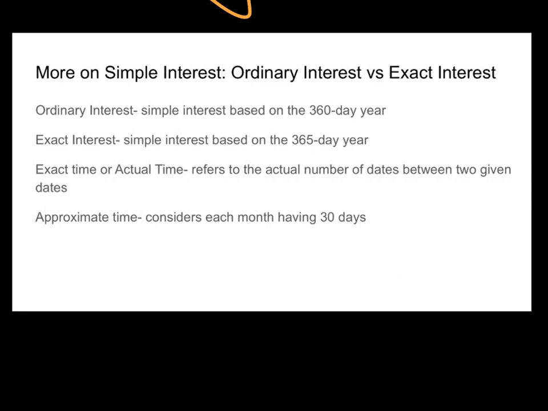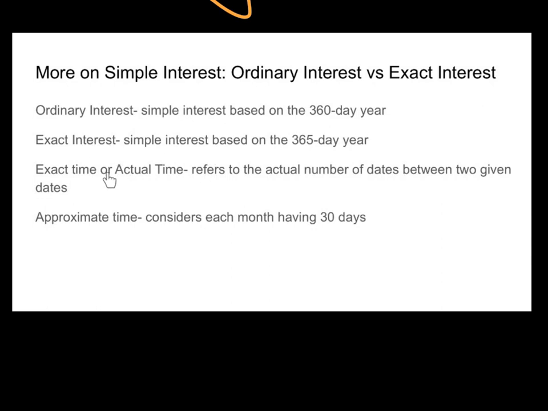Okay, so here is our guide. If the simple interest is an ordinary interest, the year is equivalent to 360 days. If the simple interest is an exact interest, then the year is equivalent to 365 days. Okay. Later on, we'll talk about how to use this exact time or actual time and also the approximate time. But for now, let's focus on these two types of simple interest, the ordinary and the exact interest.